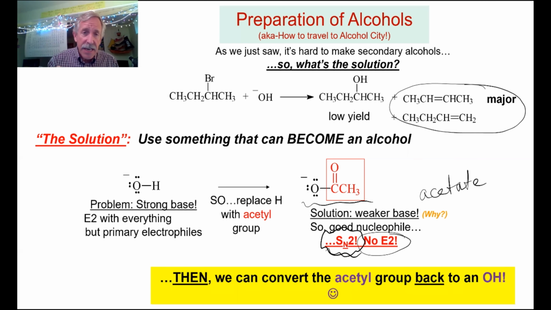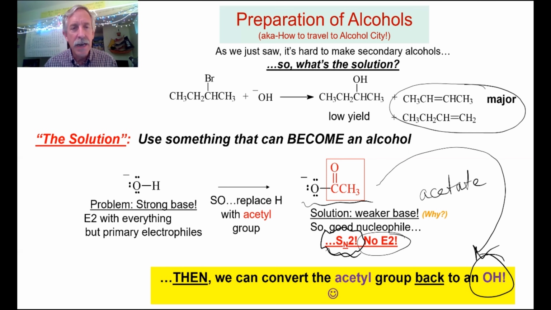And then a second step will come along that I'll show you in a second, where we can change this acetate back into an alcohol without having any chance of an elimination reaction taking place. So again, to turn our secondary carbons into secondary alcohols, we have to do a couple steps. Sorry, but it works really well.